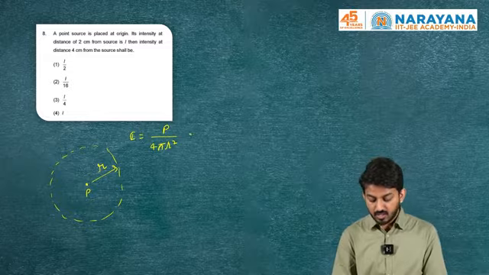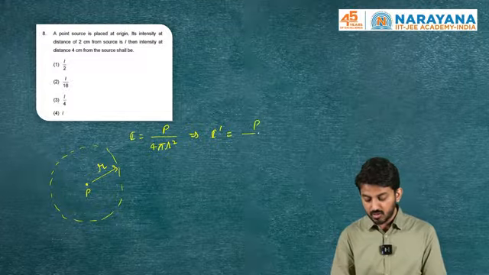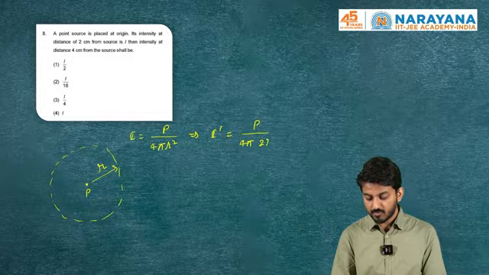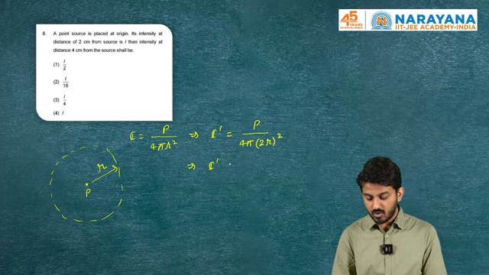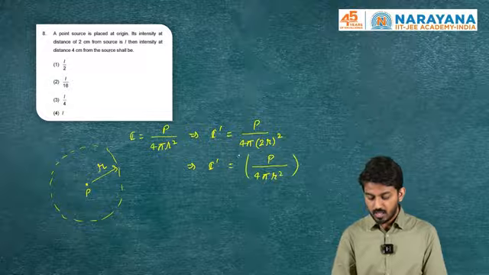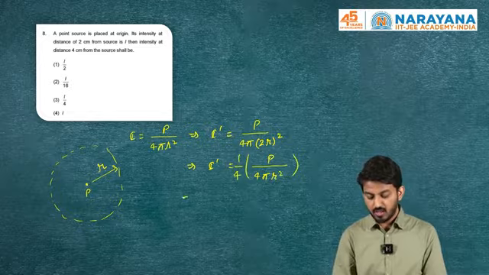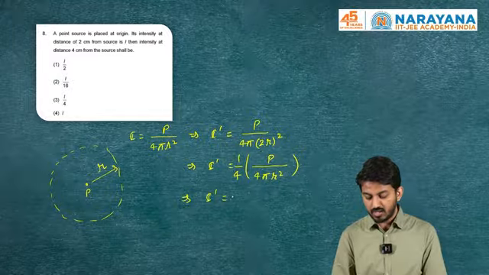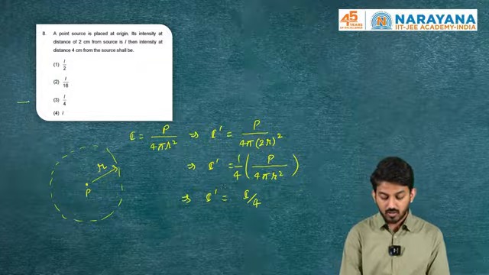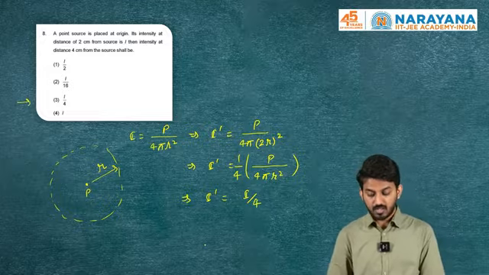Now, if I talk about some I prime for the same source, that's with power P, but at double the distance, I prime here comes out to be P over 4 pi r square, 1/4 of that. Now, the term in the brackets is equal to actually I, so we get I by 4. So, that's the third option. It's a very easy question.